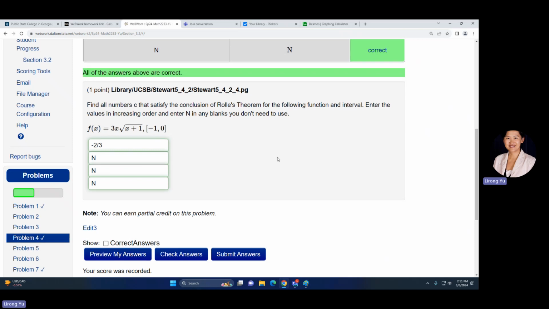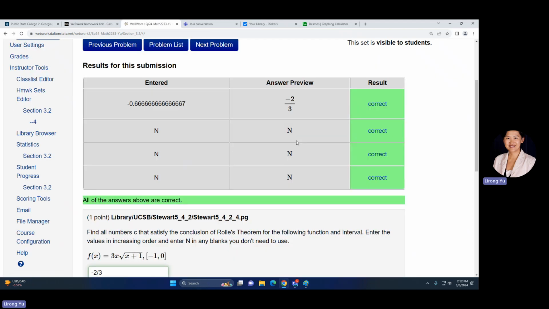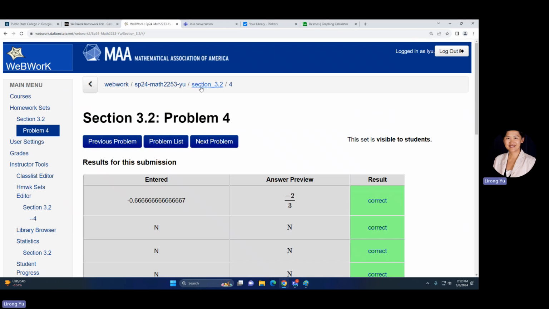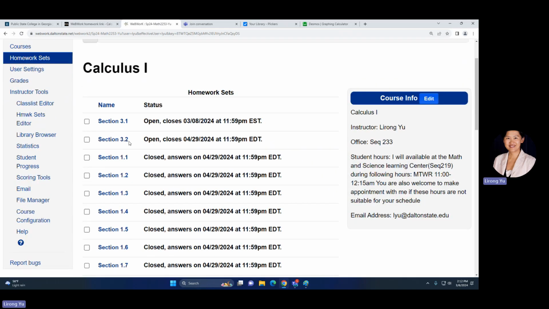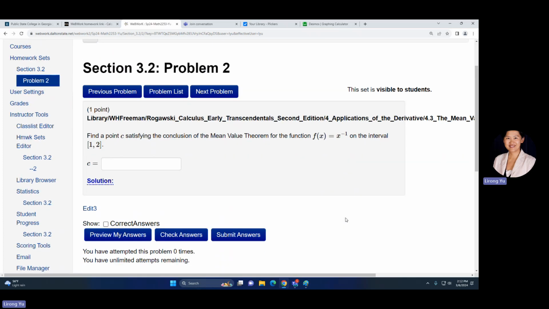Right. So that is number 2, but number 4 of the second section. That's the mean value theorem. Started off with question 1, and I did a question 7. So you can find your answer from question 7. This is question 2. Okay. So we're trying to find out the mean value theorem point for this one.